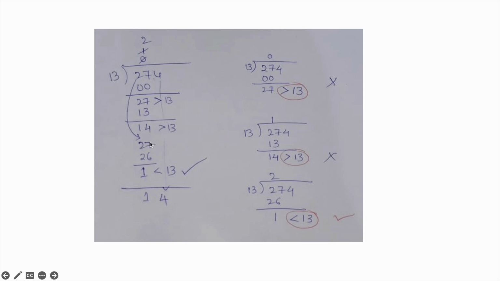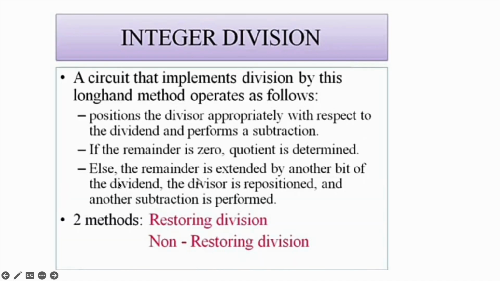If it is 9 also, it will be repeated for 9 times. The division algorithm follows these 3 steps. The first step is the divisor is positioned with respect to the dividend and subtraction operation is performed. If the remainder is 0, the answer is the quotient. If the remainder is not 0, we extend the remainder by adding the next bits from the dividend, and we do the same step that we did in the first one.